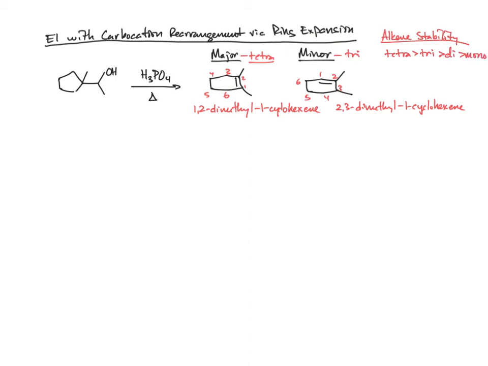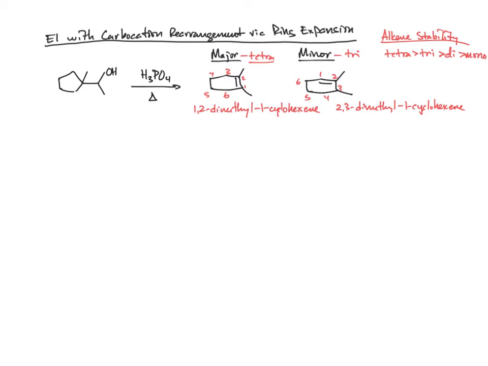So that's the alkene stability: tetra is greater than tri is greater than di is greater than mono. So this really dictates, when we get to the carbocation, which beta carbon does the elimination. So let's look at this problem. As you can see, we're basically presented with a starting material, the two different products, and we want to draw the mechanism to understand how it happens.